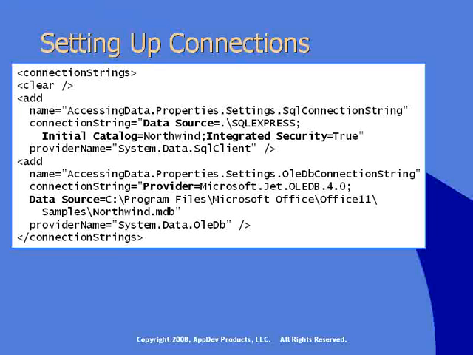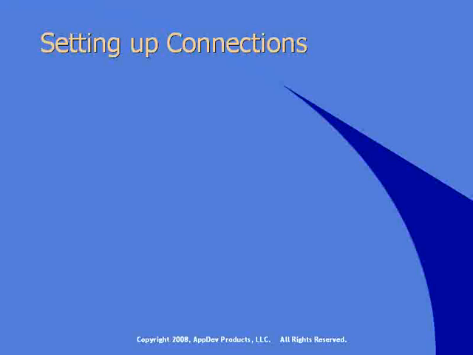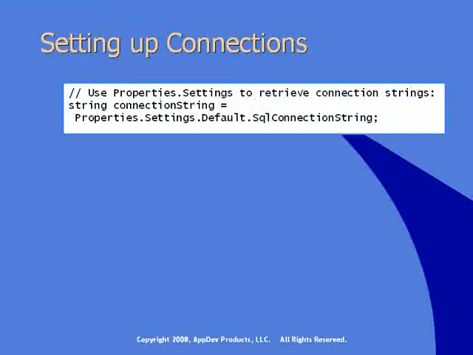And then for an OLEDB connection string, we have a second add element. In this case, the connection string includes a provider name and a data source with a path that leads you directly to a JET database you'd like to use as part of your OLEDB data access. Now, once you've set up the connection, you need to actually write code to retrieve the value. You can use Properties.Settings.Default and then retrieve the name of your setting from the settings file. This code shows how you might store it into a local variable for use within your application.